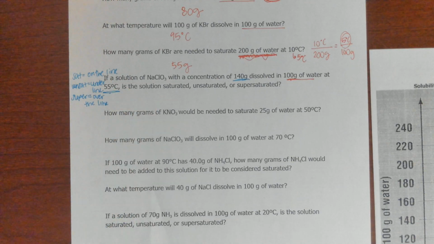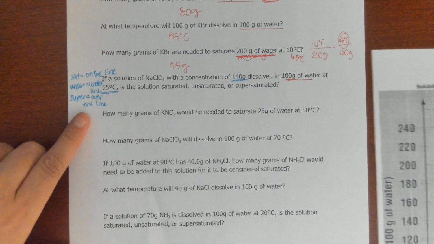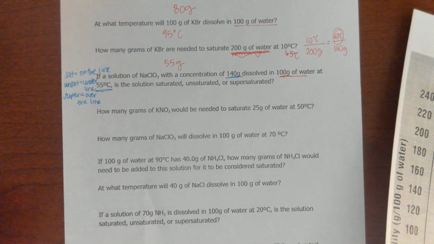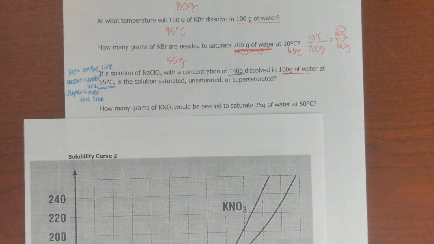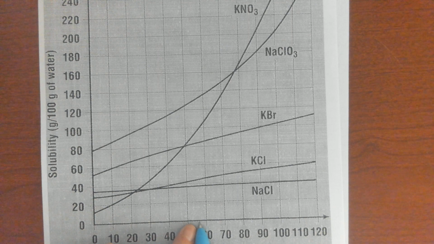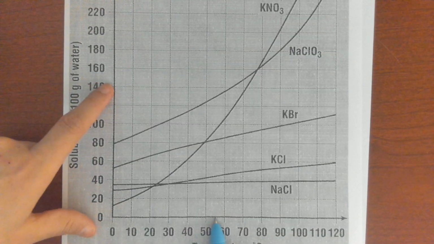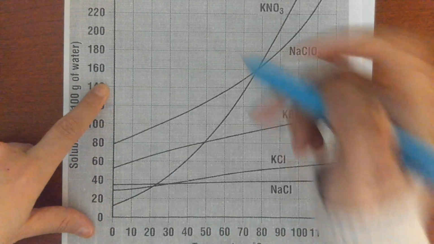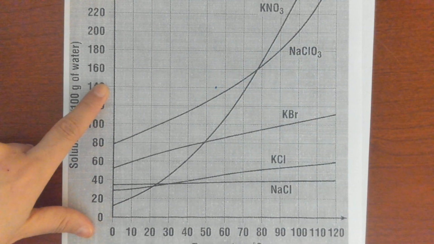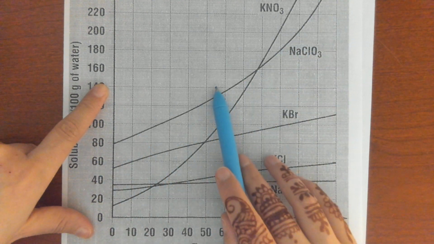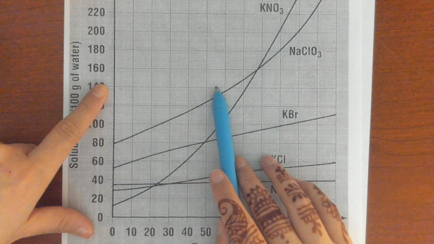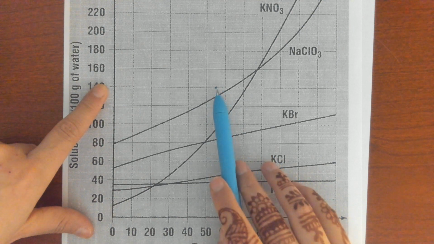So how do we figure this out? Now that we have on the line, under the line, over the line, we're going to figure this out in the graph. We have sodium chlorate, which is this line here. We have 55 degrees Celsius, 140 grams. So I'm going to find that on the graph, 55 degrees Celsius, 140 grams. When I pinpoint that on the graph, it's right here. And we're going to compare that to this line here. Sodium chlorate, as we can see, is over the line, so it is too much at this temperature. Since it's over the line, it is supersaturated.